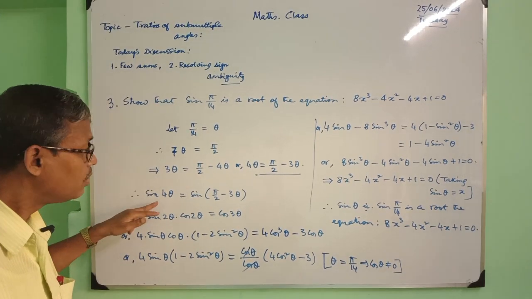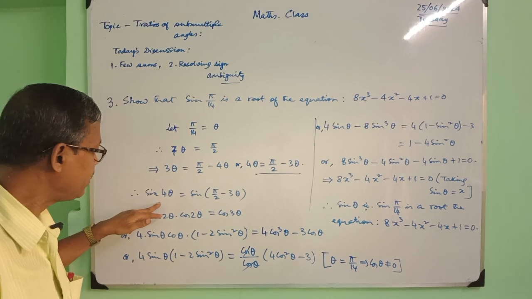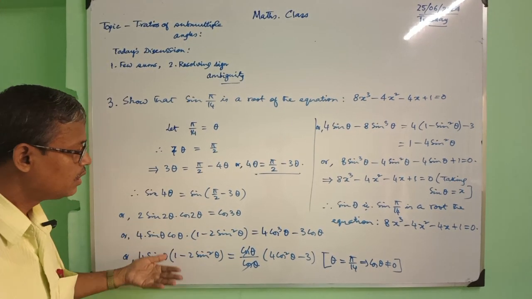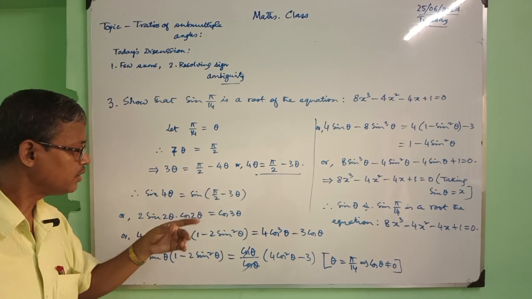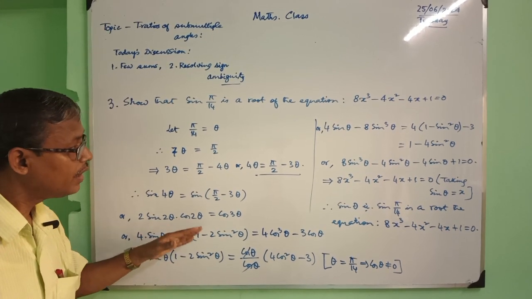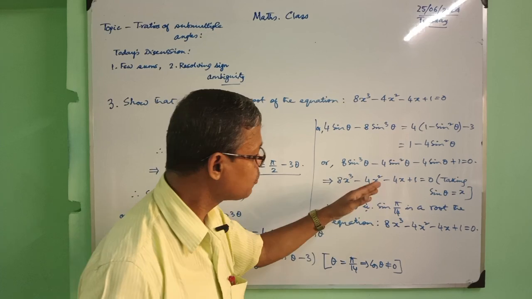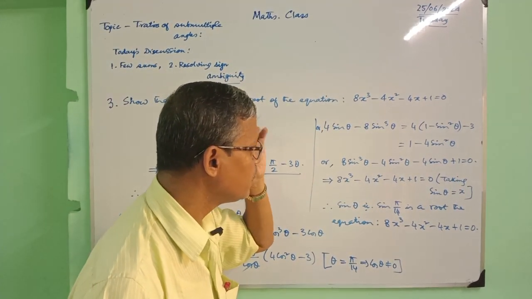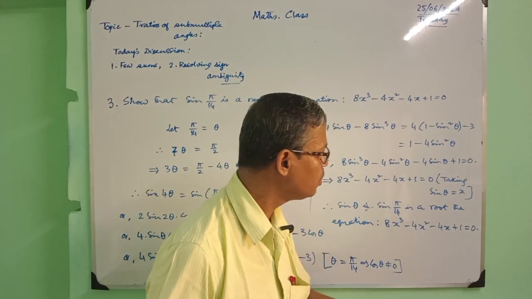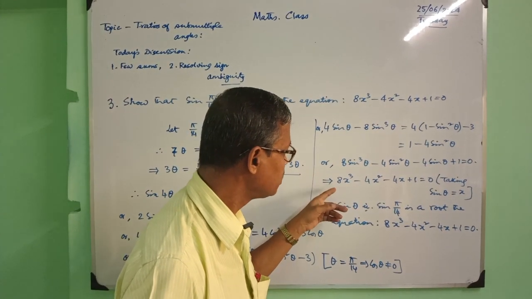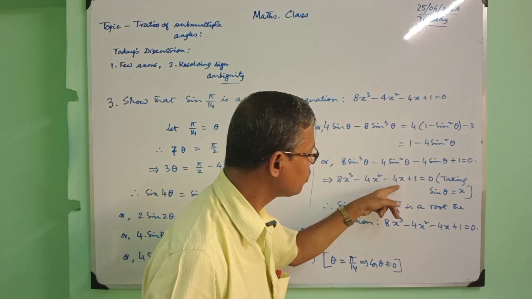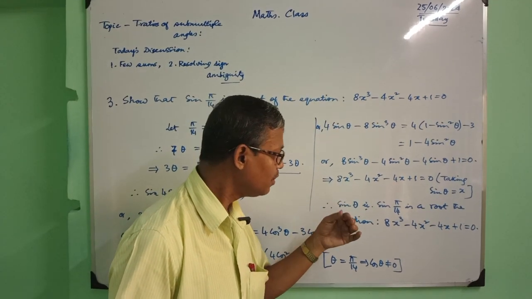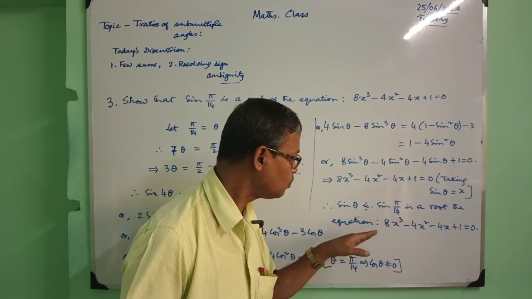Then sin 4 theta will be equal to sine of pi by 2 minus 3 theta. Then I have applied the formula of sin 4 theta as well as of cos 3 theta and proceeded in this way, and finally I have got this one: 8 sin cube theta minus 4 sin square theta minus 4 sin theta plus 1 equal to 0. Now taking sin theta equal to x, this becomes this one, from which we conclude that sin theta, that is sin pi by 14, is a root of this equation.